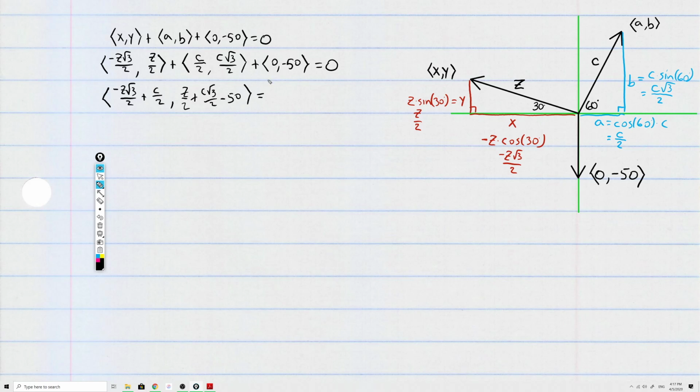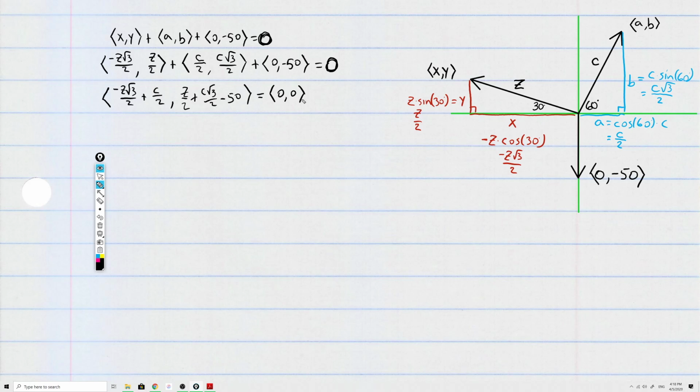Equals, now I've actually used some bad notation here. The right side of this equation is not really 0, at least it's not the number 0. The right side of this equation is the 0 vector. So really the right side of that equation is the vector 0, 0.